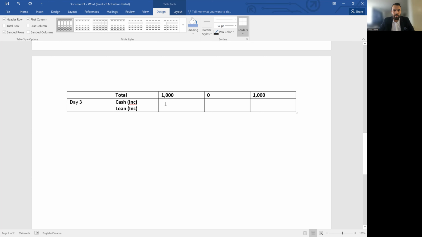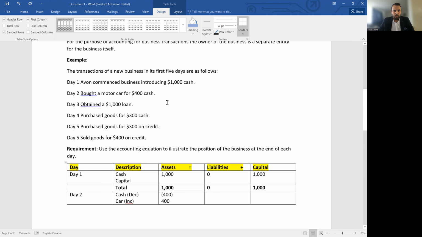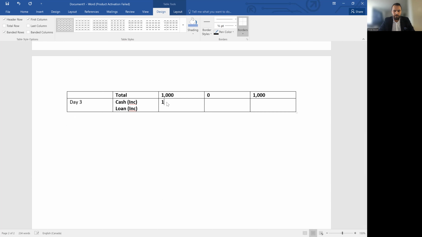I will write cash under the asset column, which is 1,000. At the same time, I will write 1,000 in liabilities, so 0 equity. So let's update it. How much total do we have again? We have 2,000 assets, 1,000 liability, and 1,000 capital.